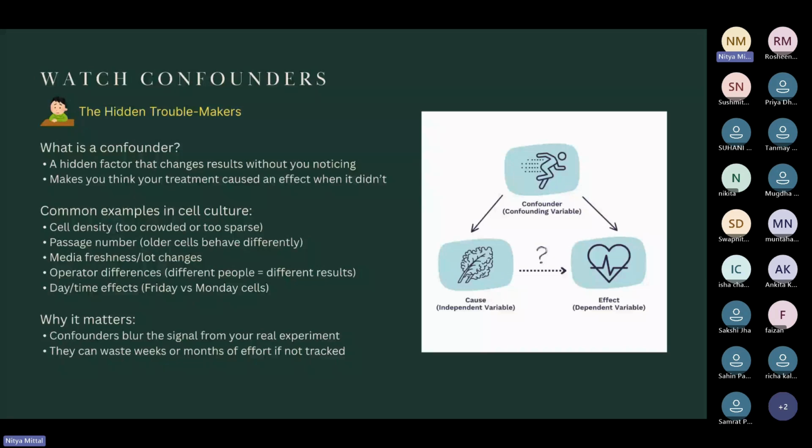And why do confounders matter? Because they blur the signal from your real experiment. They can waste weeks and months of effort if we are not tracking them. So good science is spotting confounders early and controlling them.